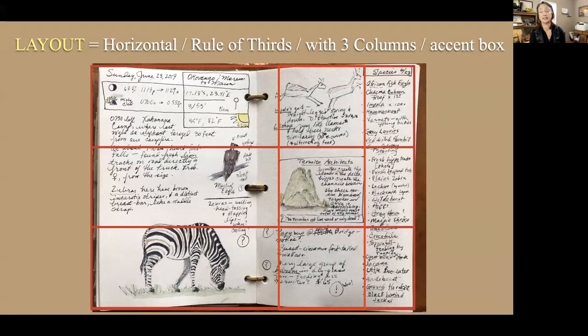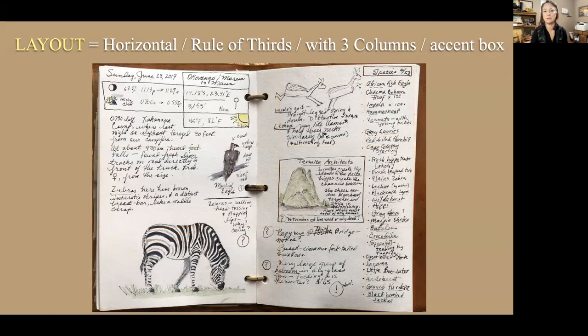Did I do that specifically? No, it was an organic way to do it. I knew that doing my species lists on the far right, which is something I almost always do when I'm in a new place, naturally adds a 1 to 1.618 ratio on the page for my shape of journal.